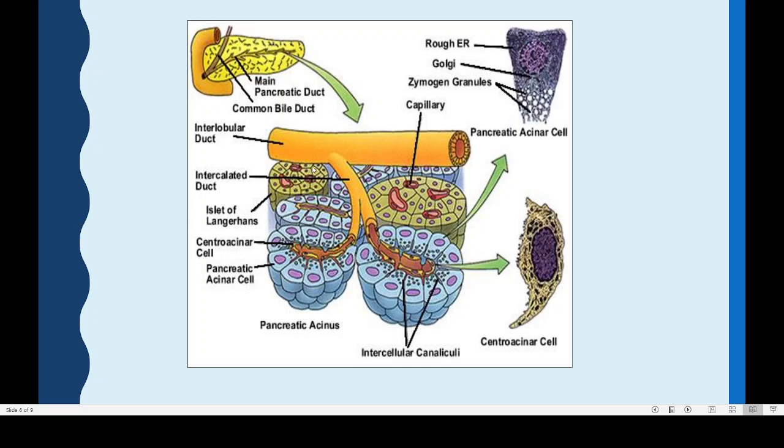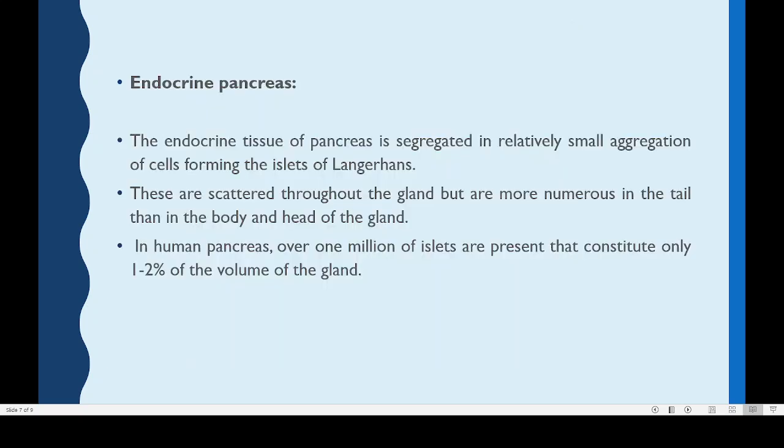This brown, greenish colored region is known by the name islets of Langerhans. They are the endocrine part. This is the exocrine part. So the exocrine part is mainly formed of acini cells, whereas this is the endocrine portion. In this endocrine portion, we can find different types of cells.